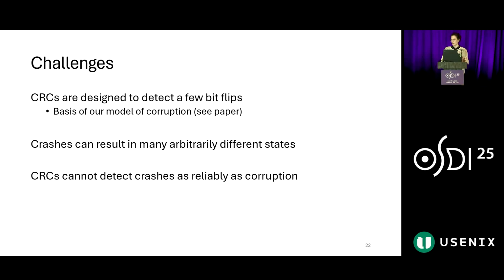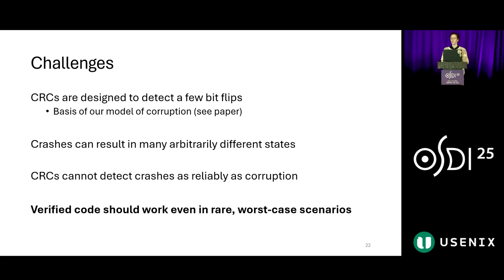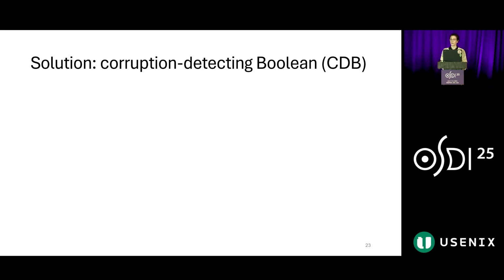Now, it's still very unlikely that CRCs will collide in a way that hides such inconsistencies, but when we're verifying code, we're doing so because we want to ensure that these key properties hold even in the rarest and worst case scenarios. So the rigor of verification led us to develop a different technique that would help us avoid this challenge. What we came up with is a pretty simple primitive that we call the corruption detecting Boolean, or CDB.